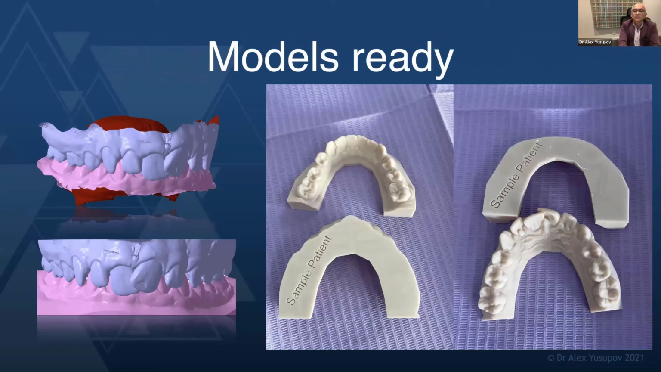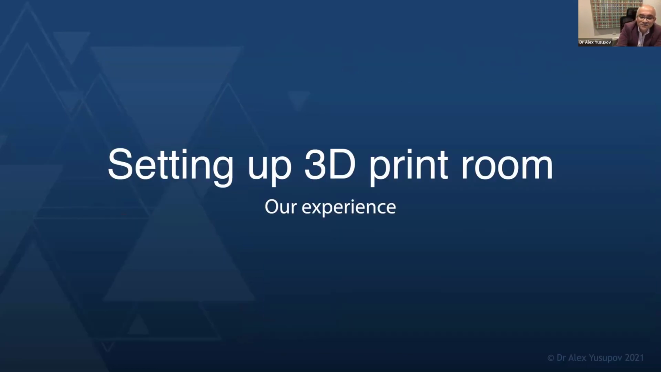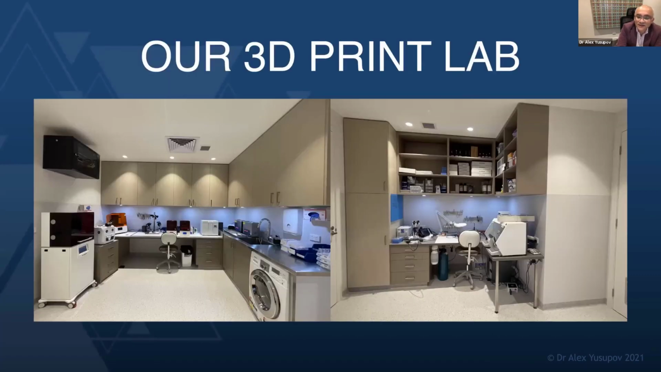Setting up 3D print room, we have just gone through a renovation because 8 years ago when we built our new practice, I did not imagine that we're going to be using 3D technologies. So this is our 3D print lab, and you can see that on the left side, you've got all the printers lined up in one row, and on the other side is my lab technician's workbench, and that's where all the metal work is done. All our suck downs are done in the plaster lab room, which is in the other corner of the office.